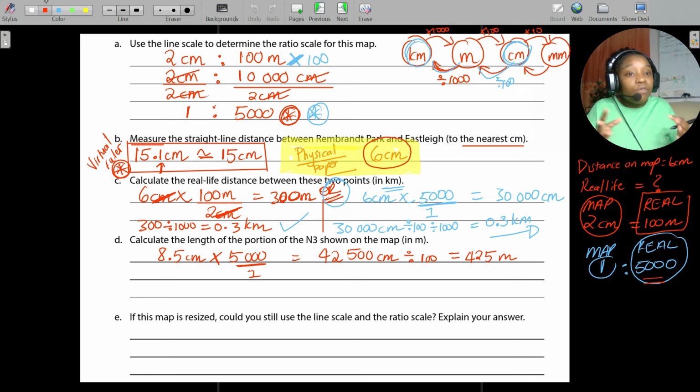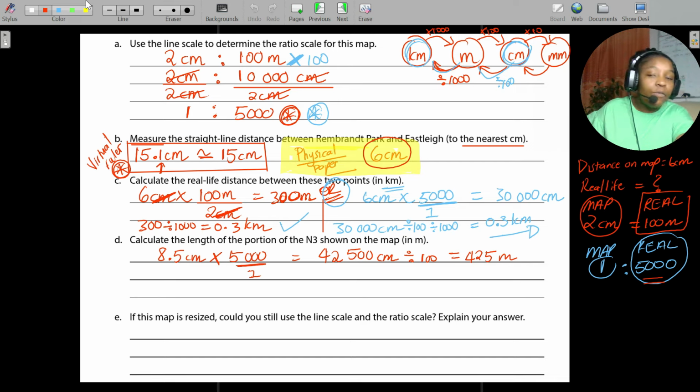So that's the disadvantage of a ratio scale: if you have to resize, then you have to work out the new scale. But if you're using a line scale or a bar scale and you have to resize, you don't have to worry about changing the scale as well. You can still use that line scale or bar scale the way that it is. Okay, so I'm not going to write that down. I hope you got what I was saying there.